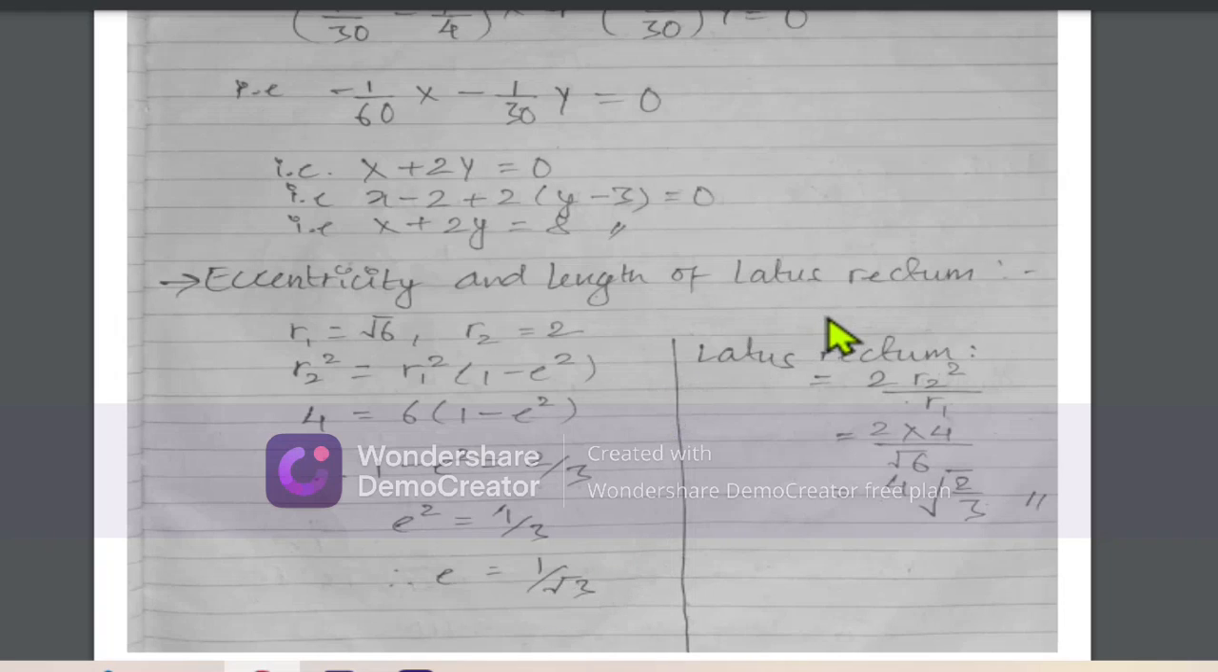And the length of the latus rectum equals 2 r2 square by r1, or we can also consider it as 2b square by a. Now by putting the values of r2 and r1, we can find the value of the latus rectum, that is 4 root under 2 by 3.